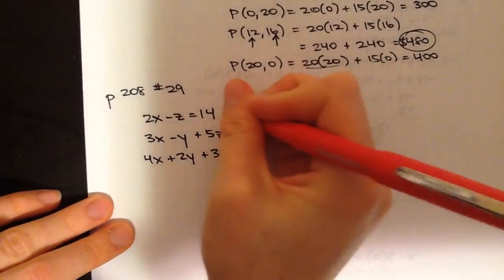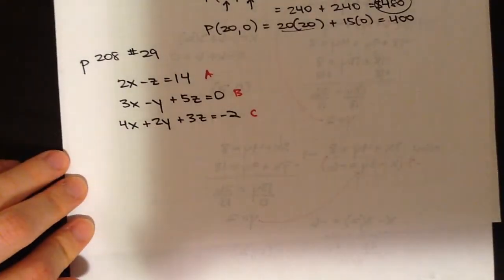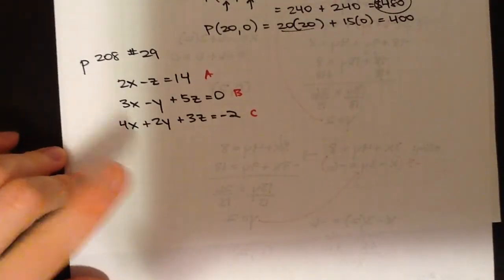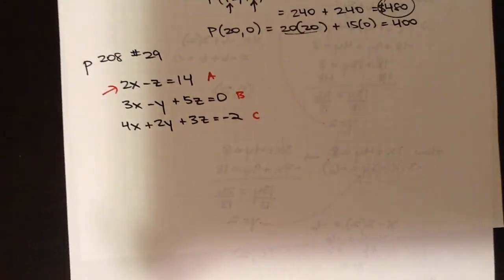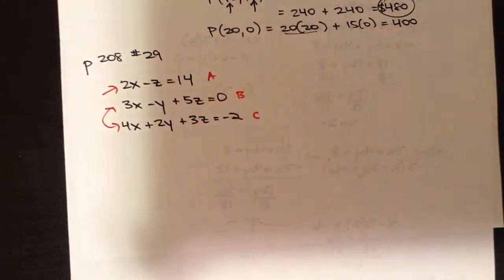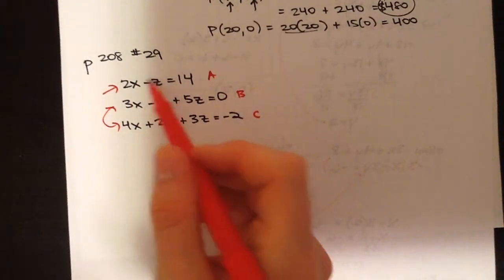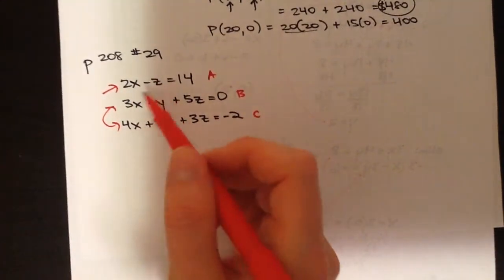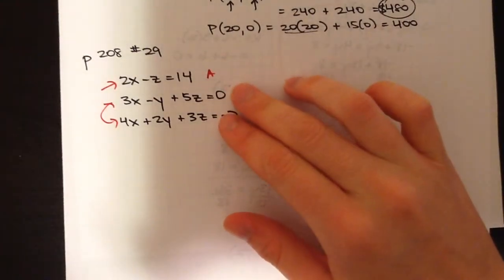Let's label them. We've got A, B, and C. That way we know exactly what equation we're talking about. So here, one thing I want you to notice is look at equation A. It already does not have a value for y, so what we want to do is combine these two up and cancel out the y's. There's no point in canceling out anything else because we kind of get a free equation right here. This equation is already only in 2 variables. So we're going to combine these two up and get the y's to cancel.